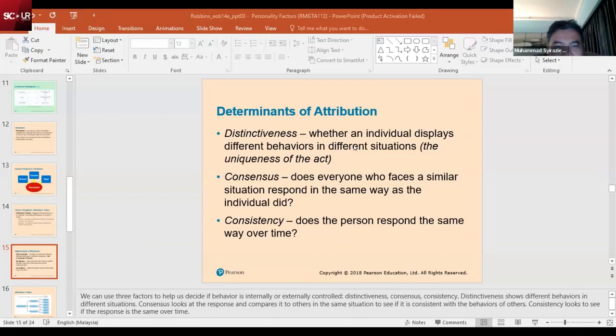Number 3, consistency. Does the person respond the same way over time? Okay, it looks to see if the responses are the same over time. If you go to situation number 1, the same responses. Situation number 2, the same responses over time. Situation number 3, the same responses as the individual over and over the time. That's consistency. These, as I mentioned, are the factors that determine whether behavior is internal or external.